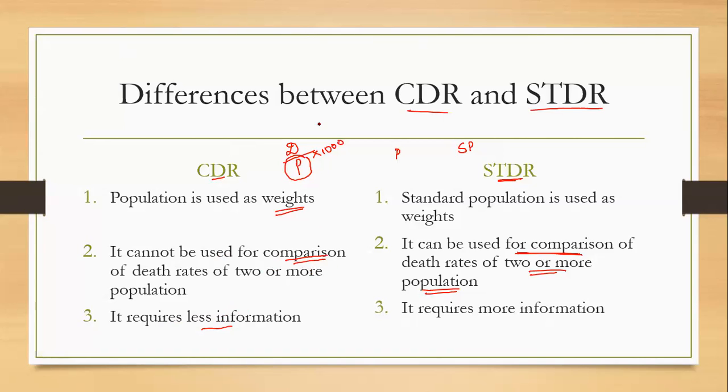Last one, it requires less information. So in crude death rate, what do we need? We need the number of deaths, and the total population, male and female. That's all. We require less information.